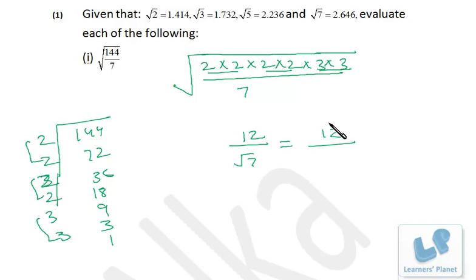So root 7 is what? 2.646. Now you have to simplify this. So it's 12,000 by 2646 that you have to divide, and you get your answer. So that will be around 4.53.